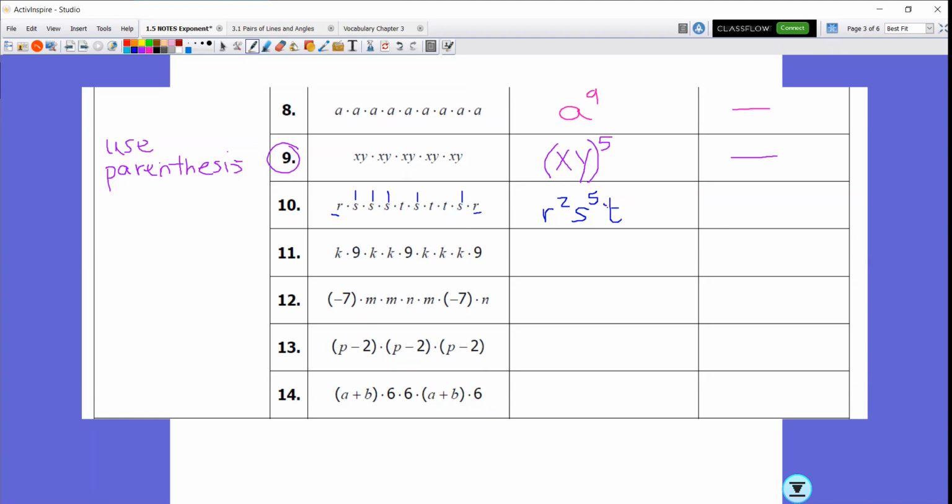How many T's do I have? Let's see, I have 1, 2, 3. So 3 is going to be my exponent here. So now this one looks the most complicated so far that we've done. So R to the 2nd, S to the 5th, T to the 3rd, because that's how many there are. This is a lot easier to write than this expanded form. And we don't know a value of this, so we cannot plug in numbers there.